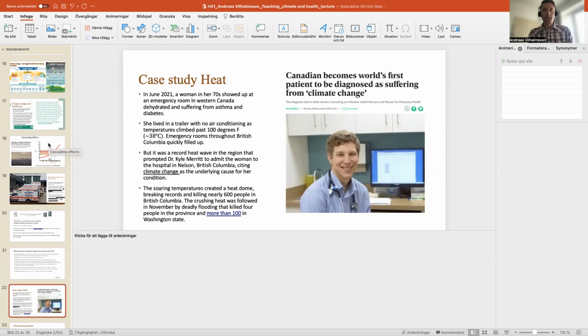And the problem with this heat wave was that it created a heat dome that broke records, and in total almost 600 people died in British Columbia. And as a cascading event, the crushing heat waves were followed later by deadly flooding that killed more than 100 people.